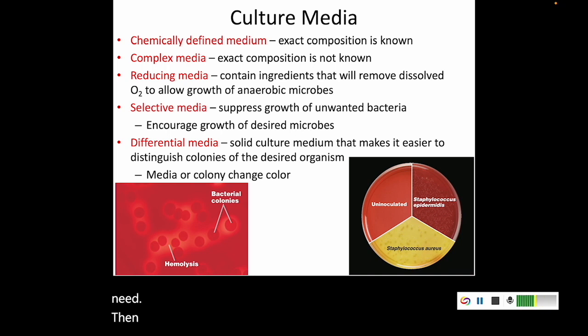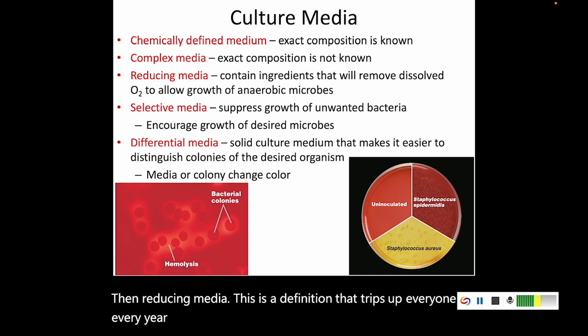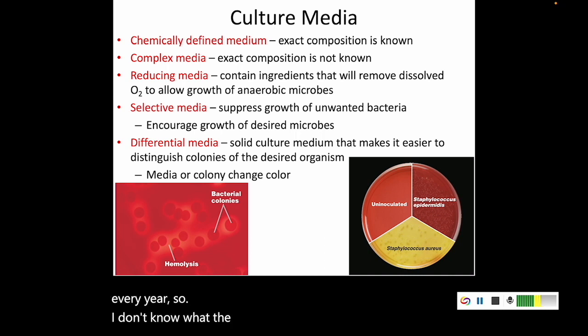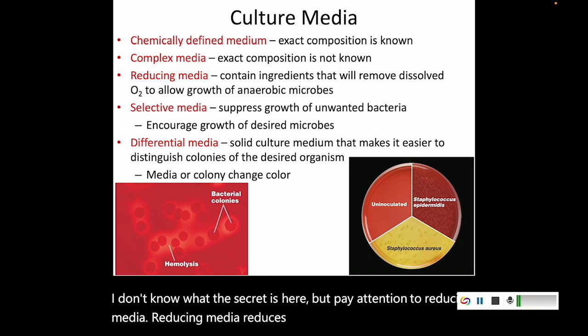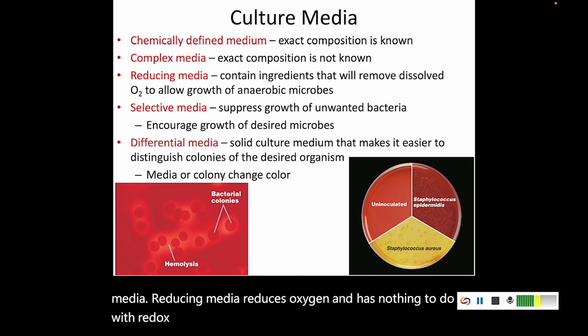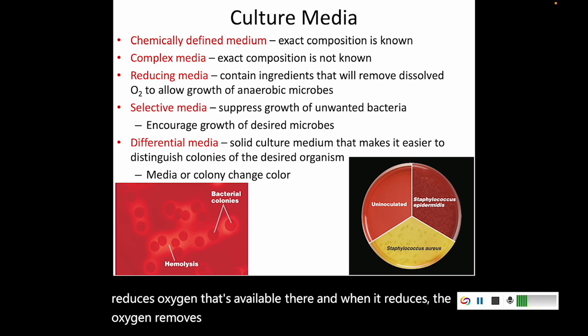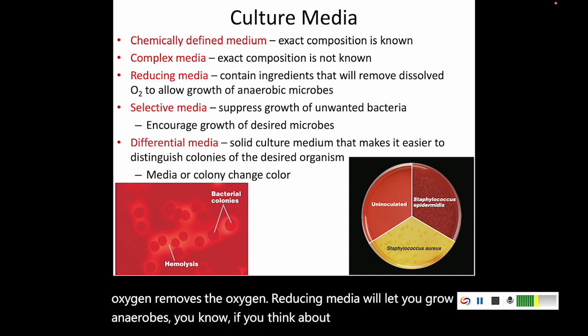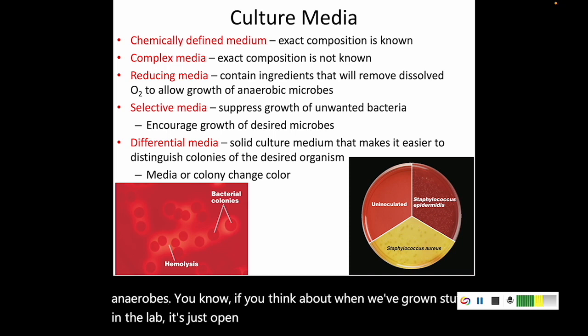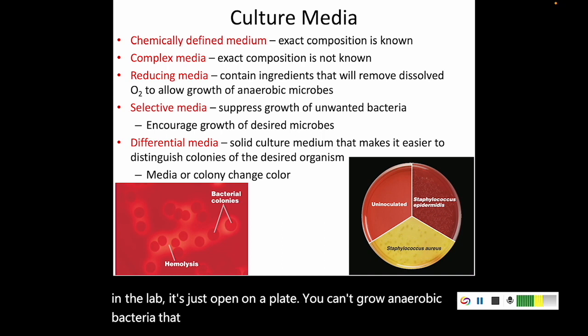Then reducing media. This is a definition that trips up everyone every year. I don't know what the secret is here, but pay attention to reducing media. Reducing media reduces oxygen. It has nothing to do with redox that we talked about in chapter 5. Reducing media reduces the oxygen that's available there, and when it removes the oxygen, it will let you grow anaerobes. When we've grown stuff in the lab, it's just open on a plate. You can't grow anaerobic bacteria that way. So we need reducing media to grow anaerobic bacteria.